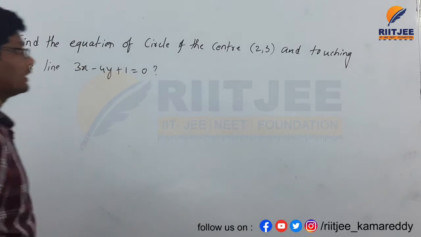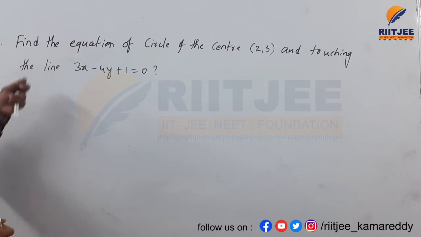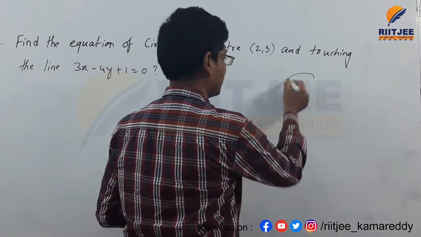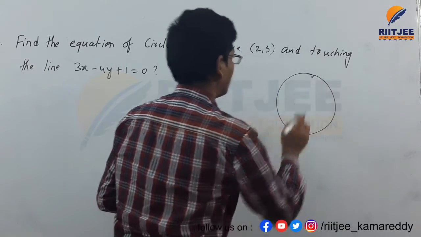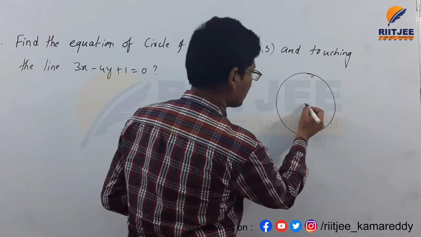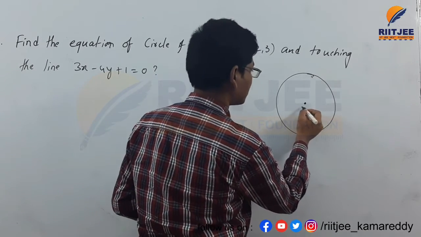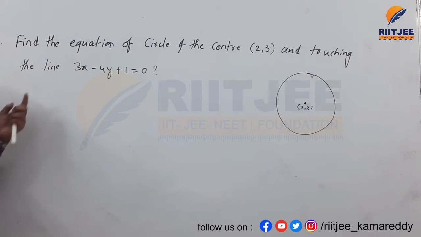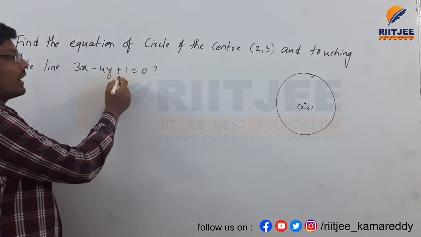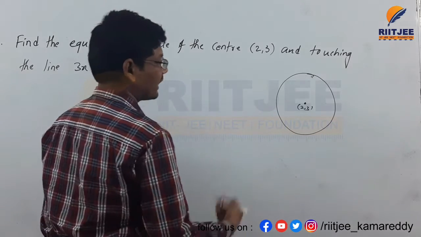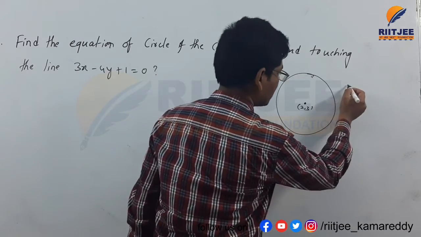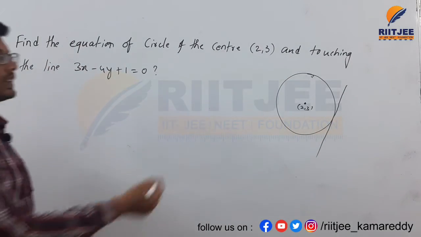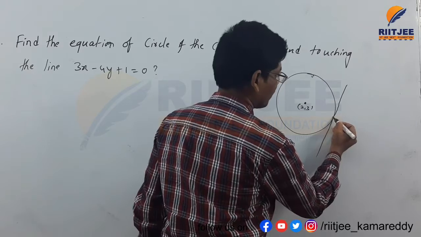This is the question here, and it is asking to find the equation of circle having center (2, 3) and touching the line 3x minus 4y plus 1 is equal to 0. A touching line is nothing but a tangent here. This is touching at one point.